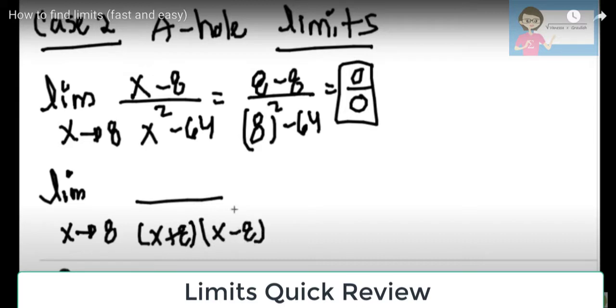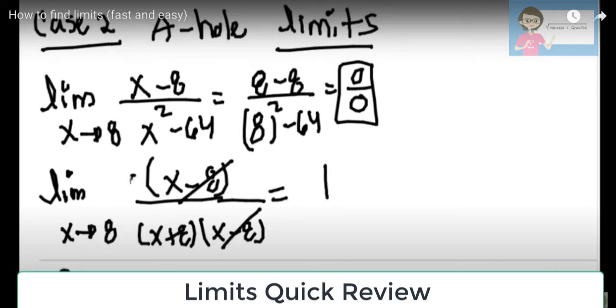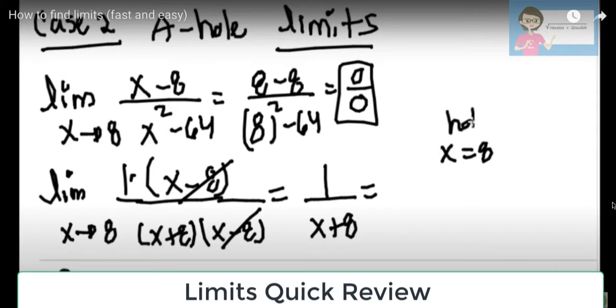Now, I know that x squared minus 64 is also x plus 8 times x minus 8. On the top, there's nothing I can do. But then I look at this and I say, bingo, this over this is just going to be 1. Remember, there's an invisible 1 right here. So 1 over x plus 8. And I say, awesome. I actually have a hole, and that's what I call AHole limits, at x equals 8. That's going to be your hole.